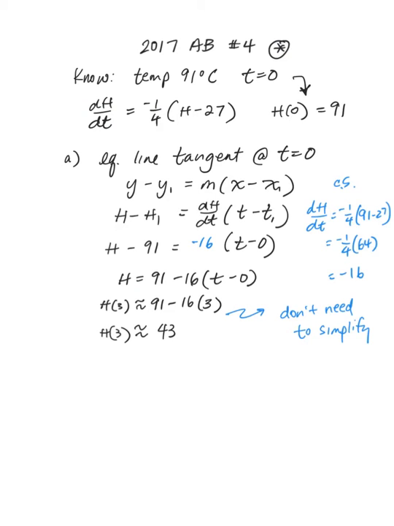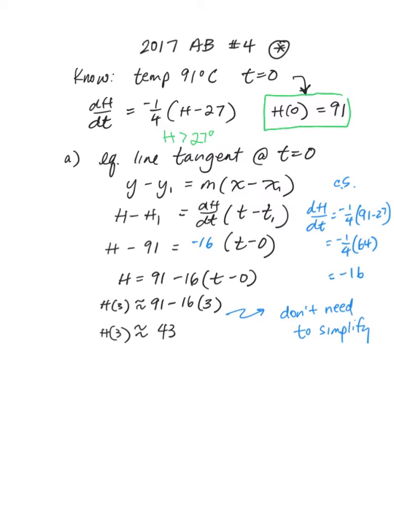All right, 2017 AB. A lot of written words here, but just be careful as you read through it. Make sure that you note the initial time and what the temperature is. So we have this rate of change of our temperature as -1/4 H minus 27. Also in the stem of the problem, it tells us this H is always greater than 27 degrees. That will be helpful later on.